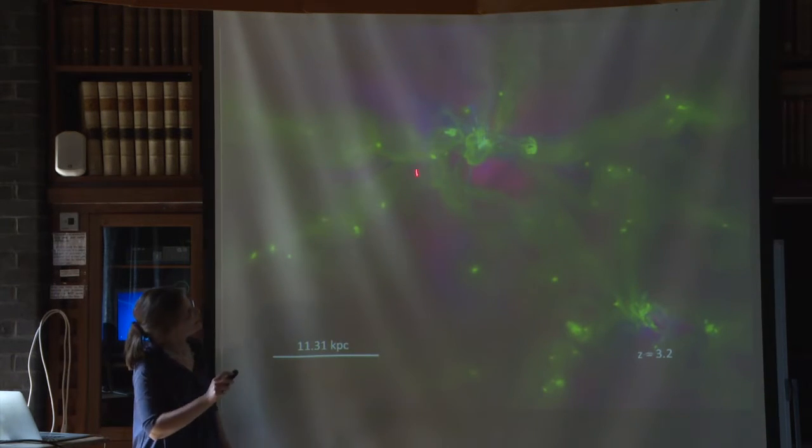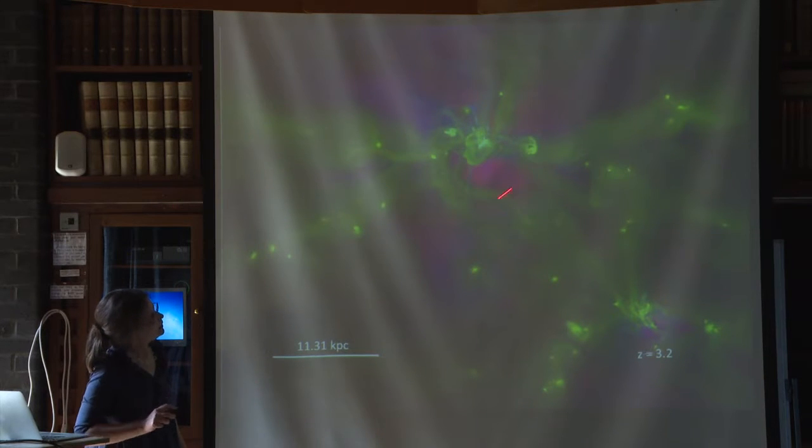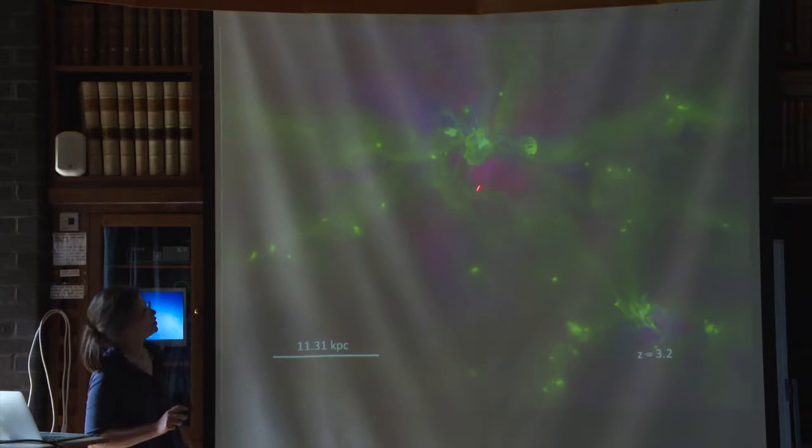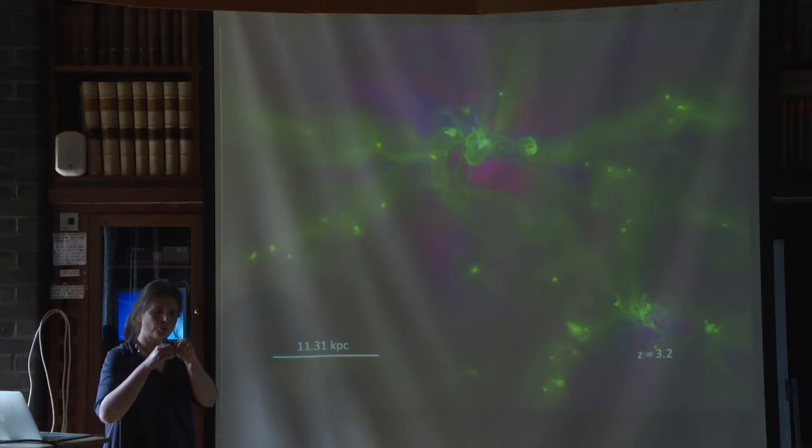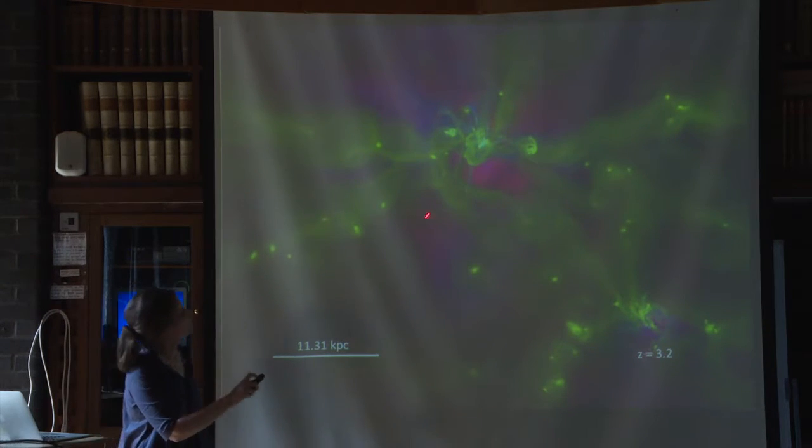So in here, in green is the gas density, in red is gas temperature. This is a 3-color image. And in blue are metals. So we know that stars form supernovae that release metals, okay?